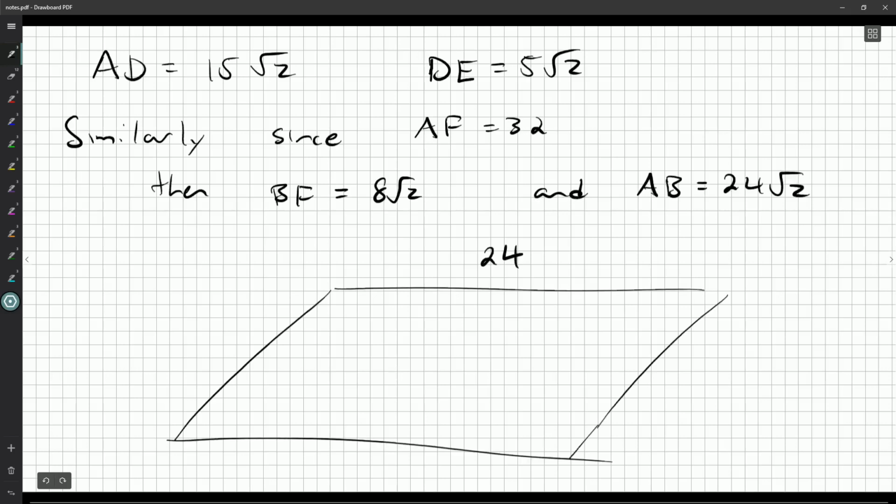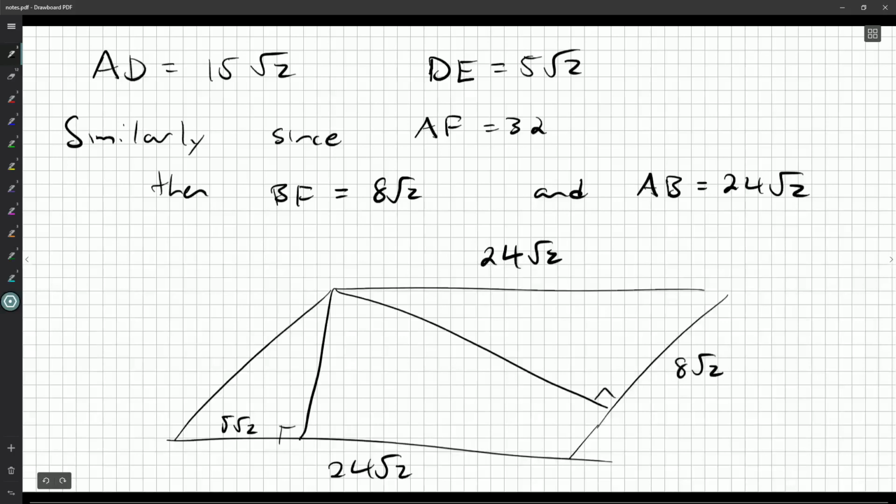So now if we go back to our picture and take a look at what we've got, I have 24 root 2 here, so I'll get 24 root 2 down here. I've got a base of 5 root 2 here, and a base of 8 root 2 here, height of 32 for this triangle, height of 20 for this triangle, and so we should be fine.